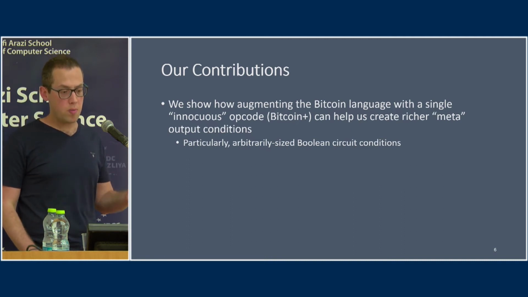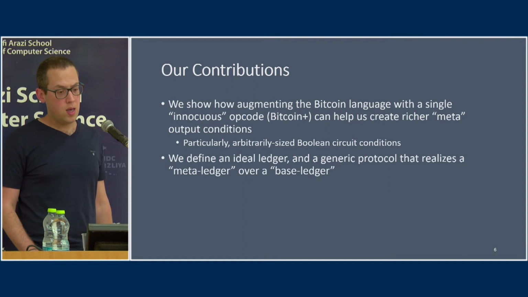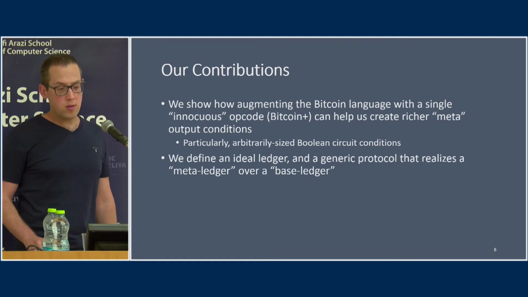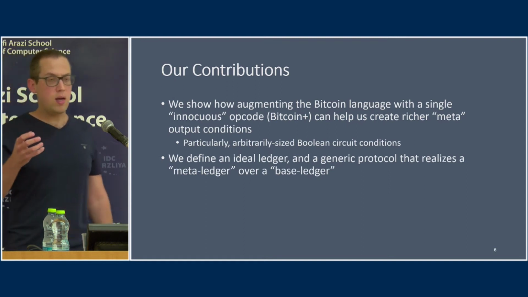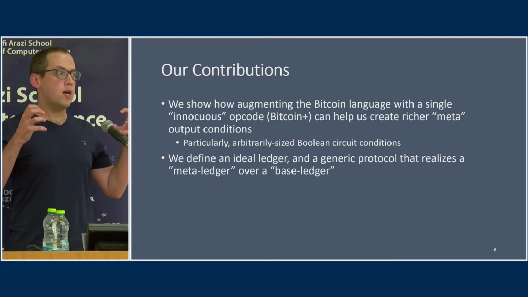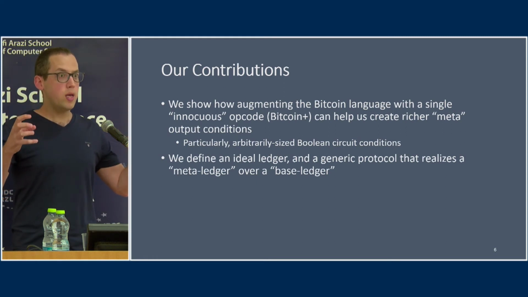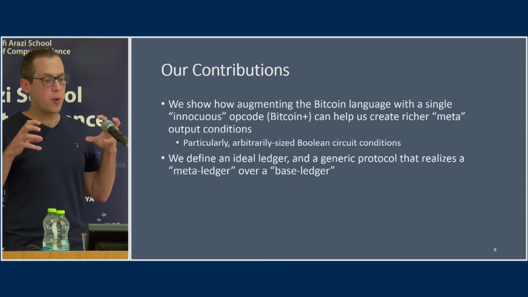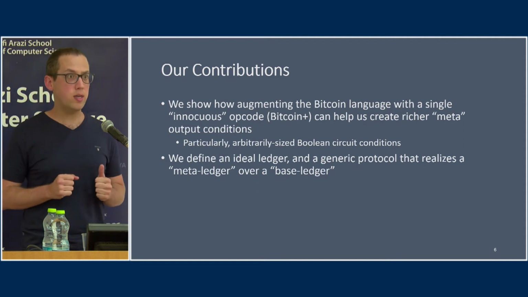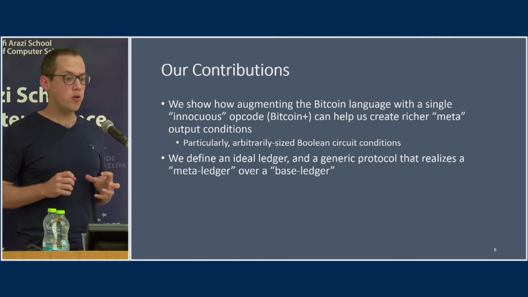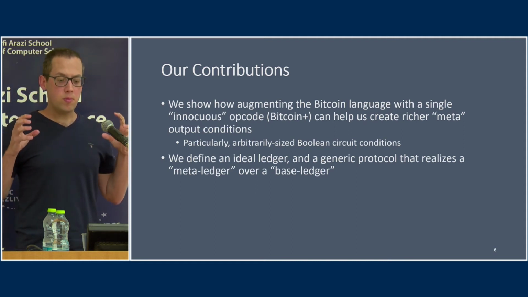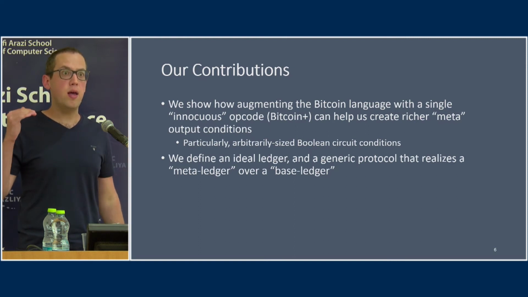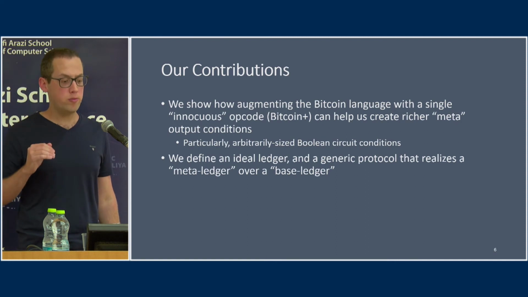So this is what we are aiming at. This is our goal. And after defining this opcode, we show how we compile an arbitrarily sized Boolean circuit condition into smaller transactions that are supported by the underlying ledger.